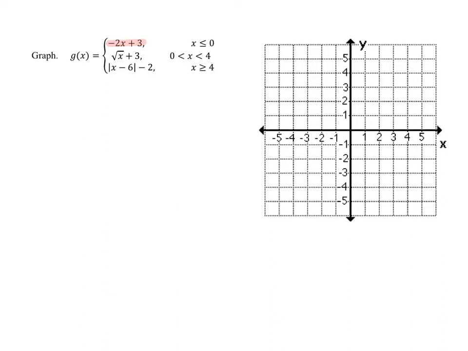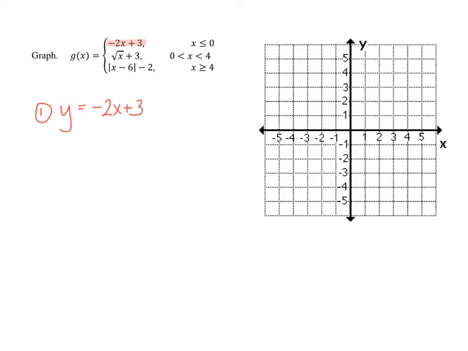Now remember, g of x here is basically the same as writing y. So our first function is really y equals negative 2x plus 3. So that's my first piece. And this happens to be a line. The way I recommend that you begin with graphing piecewise functions, always do them in pencil with a good eraser, because we're going to graph this entire line, y equals negative 2x plus 3, and then we'll come back and erase the portion of the line that we do not need.